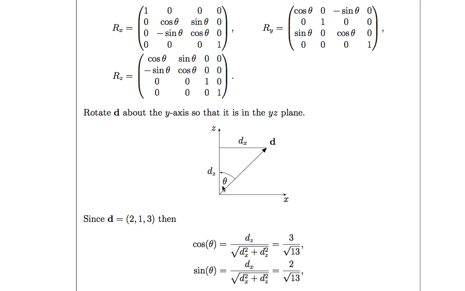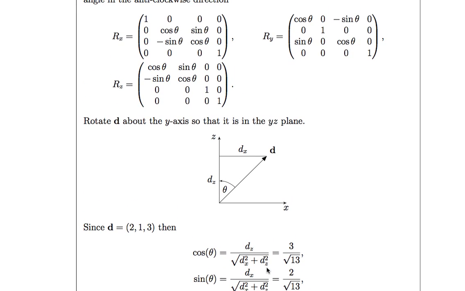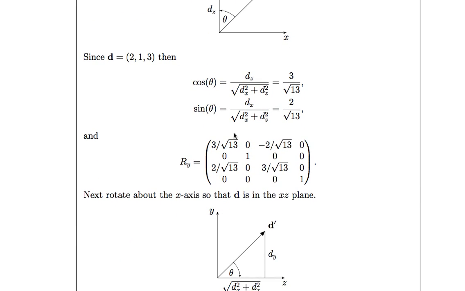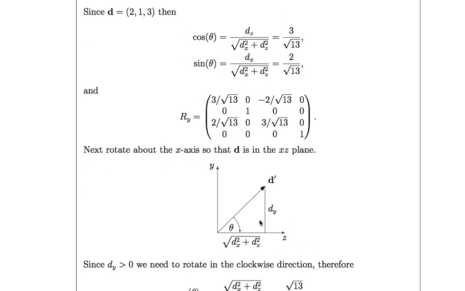Okay, so cos theta is the adjacent side, which is dz, divided by the hypotenuse. Now for the hypotenuse, we're assuming we're only in the xz plane, so dy would be 0, so the magnitude of d would be the square root of dx squared plus dz squared, which in this case is root 13. And sine theta is opposite, which is dx, in our case 2 over root 13. Okay, so if we substitute those two quantities into our Ry matrix, we get the rotation matrix around the y direction.